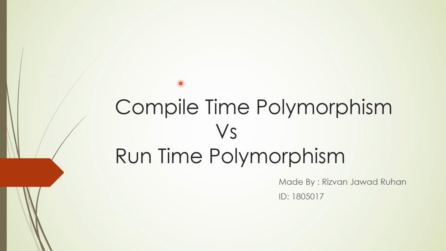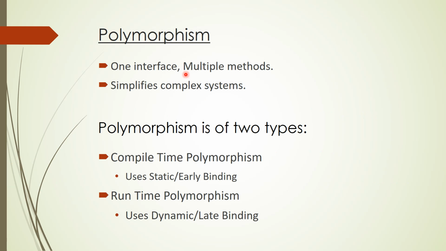Today I am going to give a presentation on the topic compile time polymorphism versus runtime polymorphism. Now, what is polymorphism? Polymorphism is a single well-defined interface used to access a number of different but related actions. One interface, multiple methods. Polymorphism simplifies complex systems. Polymorphism is of two types, compile time polymorphism and runtime polymorphism.